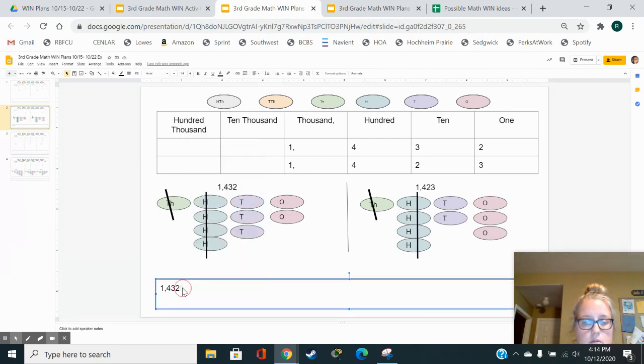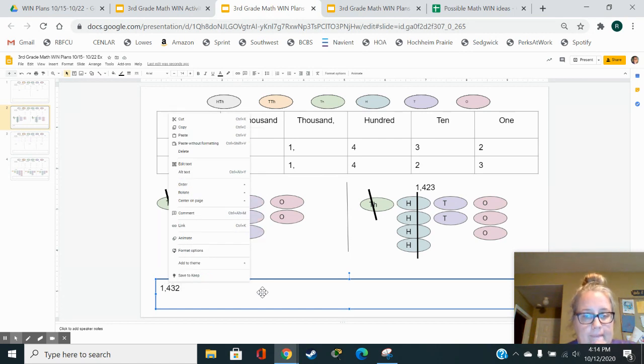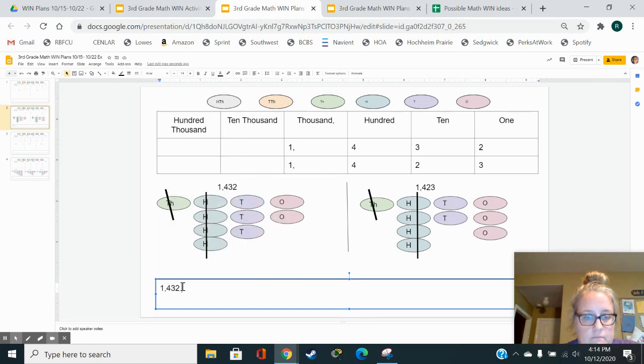1,432 is greater than 1,423. But just like we did in the other examples, we have to write it both ways. So I just said that this number was greater than this number. I also could say that 1,423 is less than 1,432. So I'm actually going to write that also. 1,423 is less than 1,432. So that's what you're going to do on your examples where you have to compare.